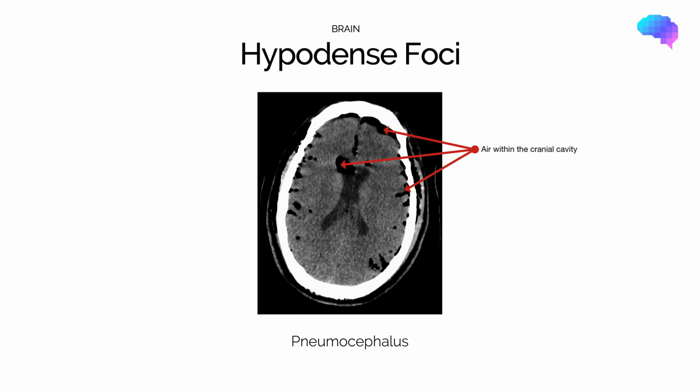So now we're going to discuss why you might get hypodense areas on a scan. This is obviously outside of the hypodense bleeding that we covered earlier.